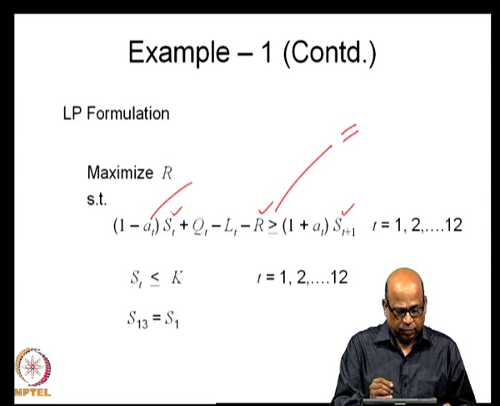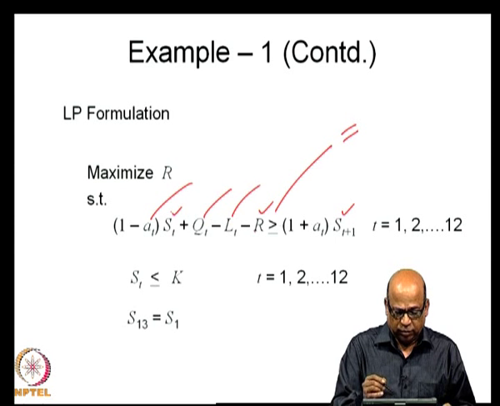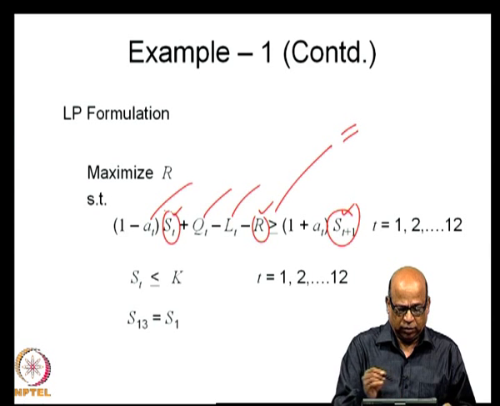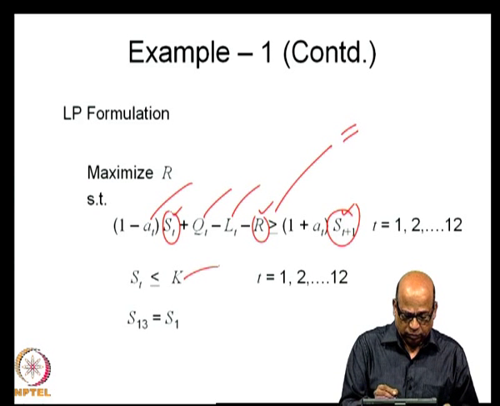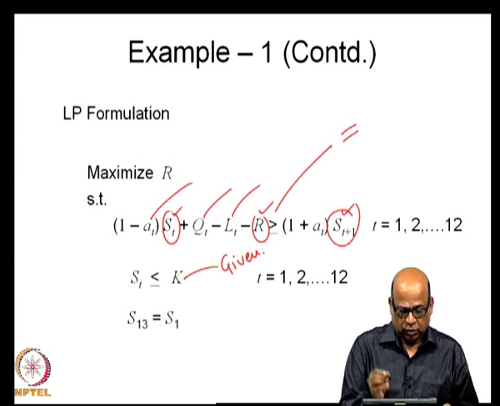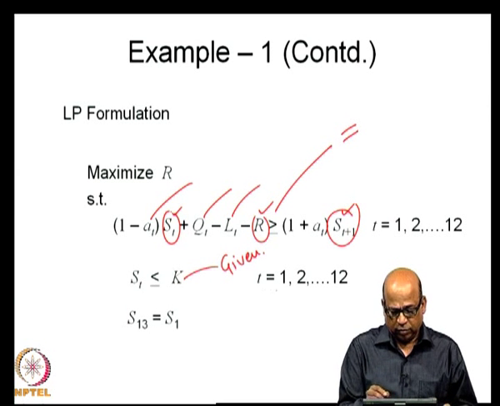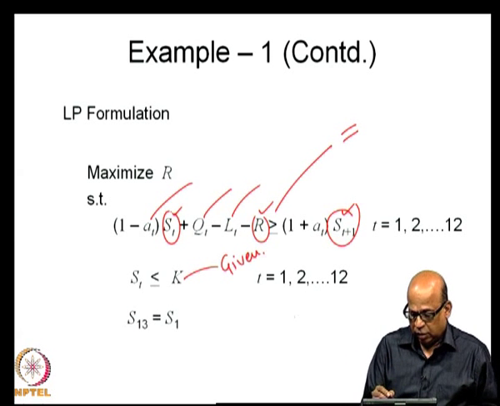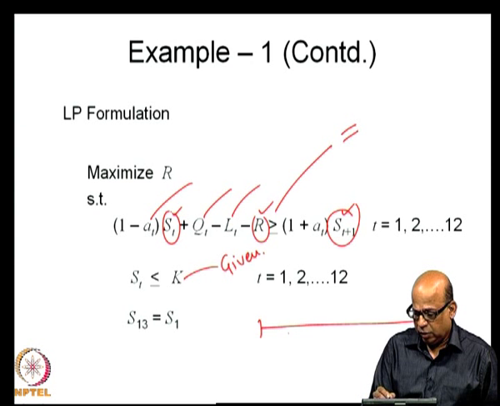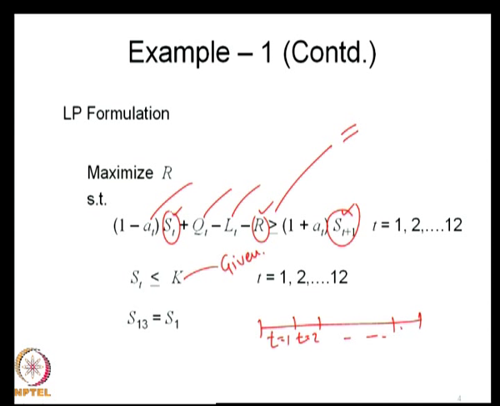A t can be determined, Q t is known, L t can be determined, and other variables are decision variables. So, S t plus 1 is a decision variable, R is a decision variable, S t is a decision variable, and K is given. So, for a given K, we solve this particular problem. And like I mentioned in the previous class, if there are 12 periods, the storage at the end of the 12th period, let us say t is equal to 1, t is equal to 2, etcetera, t is equal to 12.